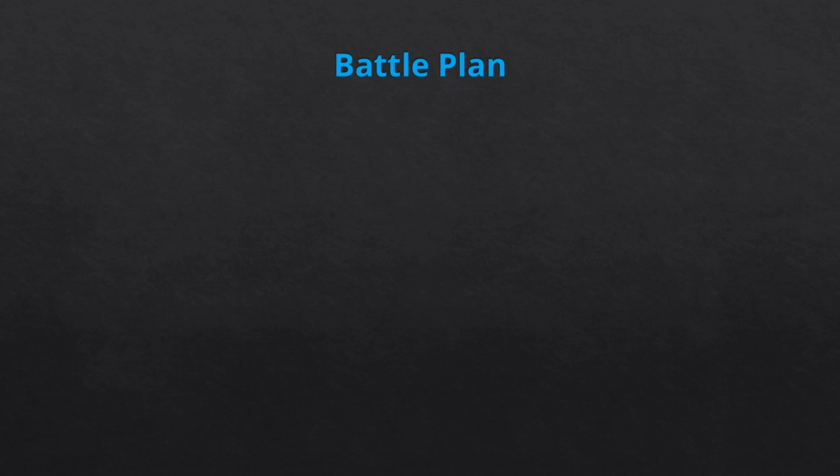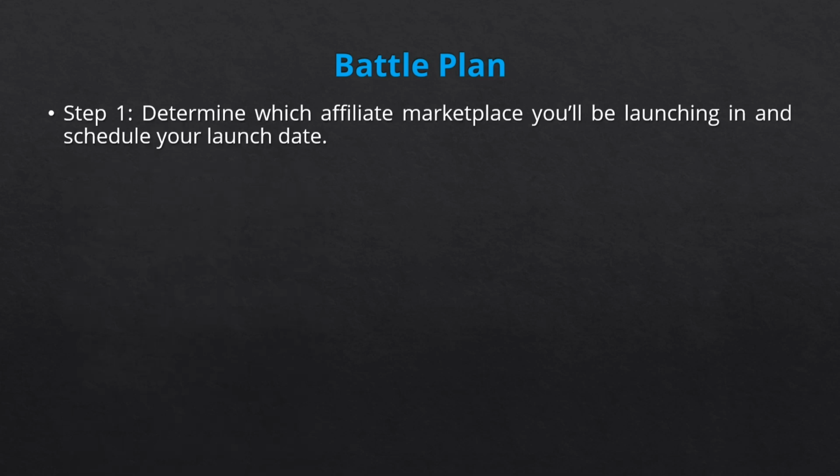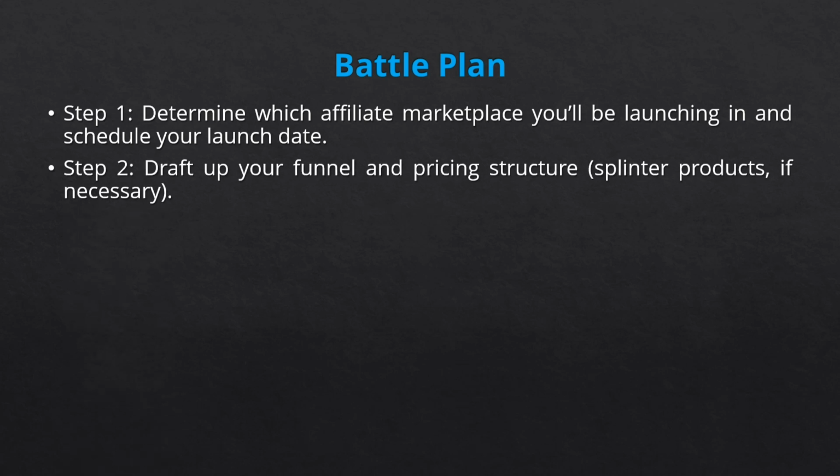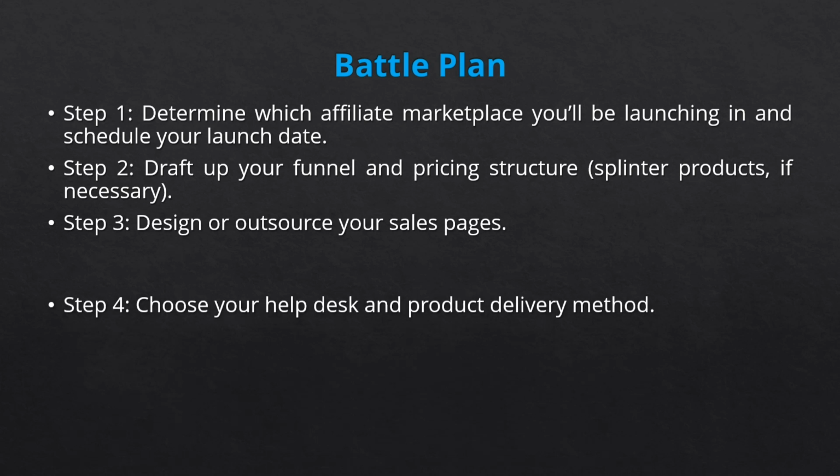Put this guide to work by implementing the following battle plan today. Step 1. Determine which affiliate marketplace you'll be launching in and schedule your launch date. Step 2. Draft up your funnel and pricing structure, and splinter your product if necessary. Step 3. Design or outsource your sales pages. Step 4. Choose your help desk and product delivery method.